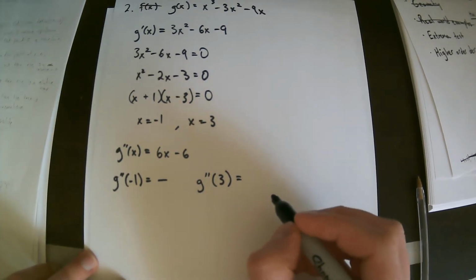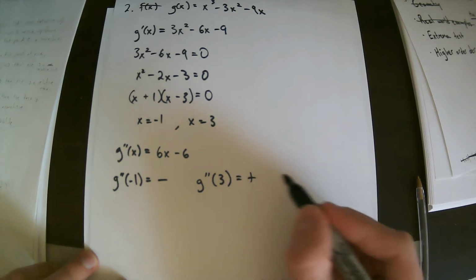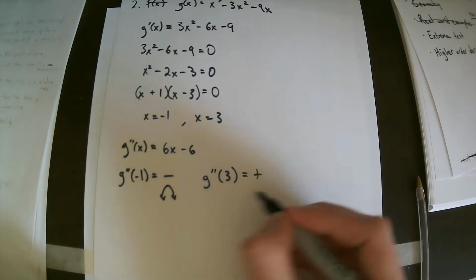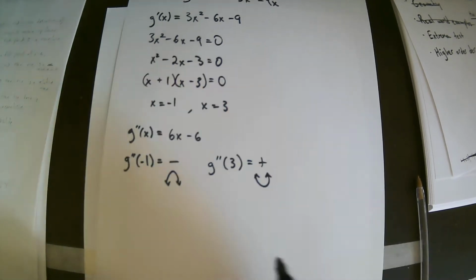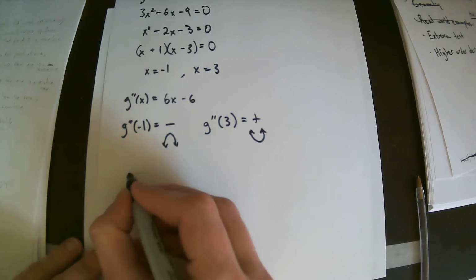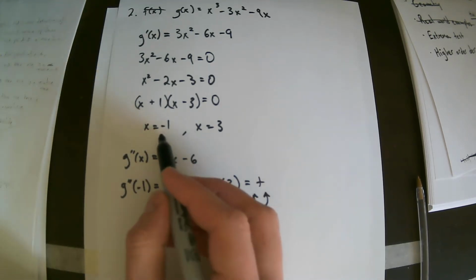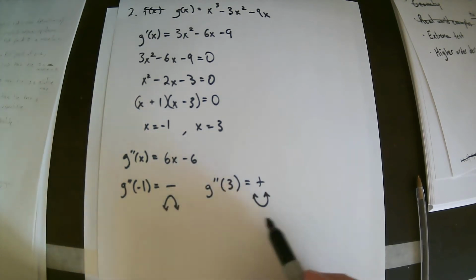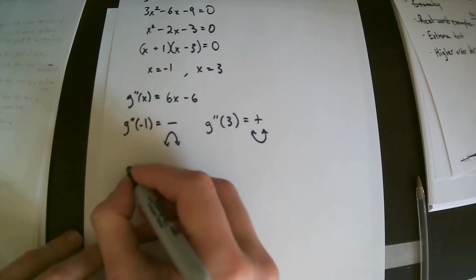Okay, what about g double prime of 3? That's definitely going to be positive. This means concave down. This means concave up. What does that mean for these points? That means this one will be a relative max, and this one will be a relative min. But let's actually get the points.